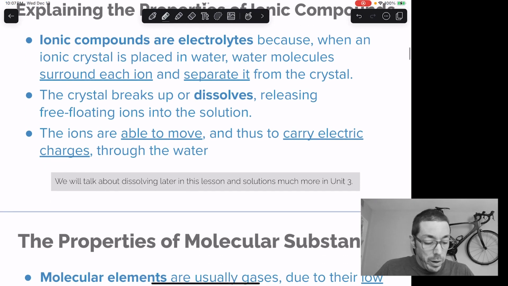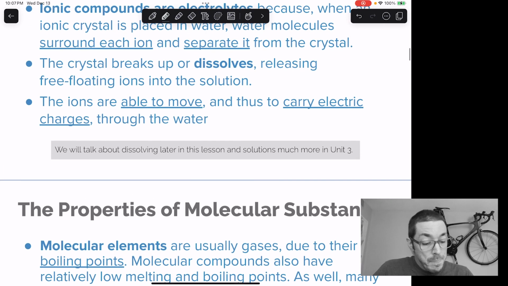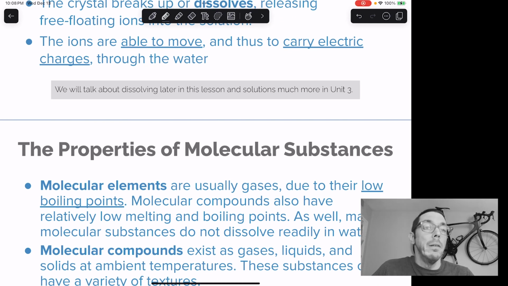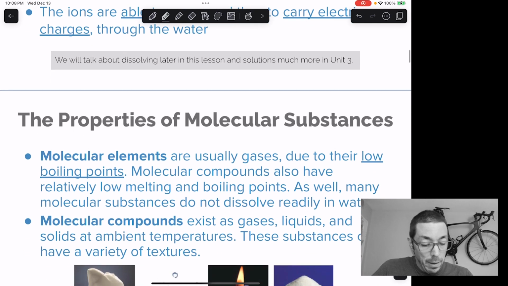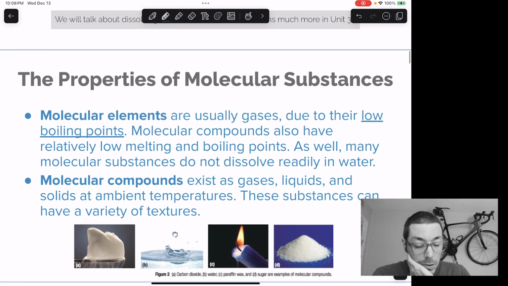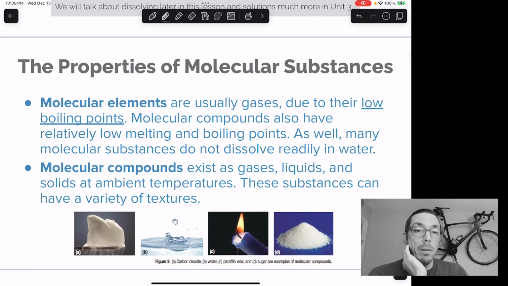Okay, but we're going to talk about solutions and dissolving in a later unit as well. So this is just kind of a brief explanation of why that conducts electricity. So let's move ahead to properties of molecular substances.